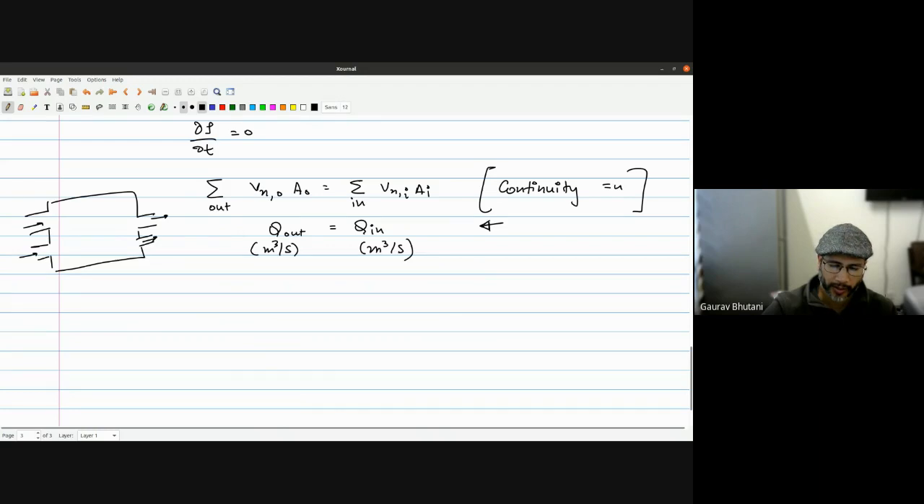Okay, so let's solve a problem. This is again an example from the book. So what we have here is we have a tank. So in this tank we have two inlets and there's no outlet.